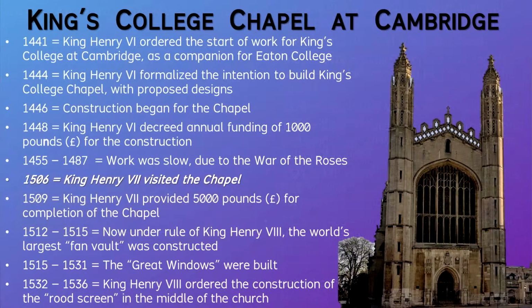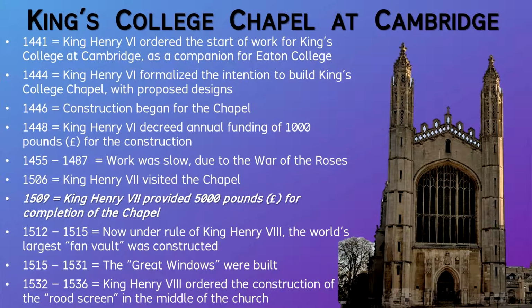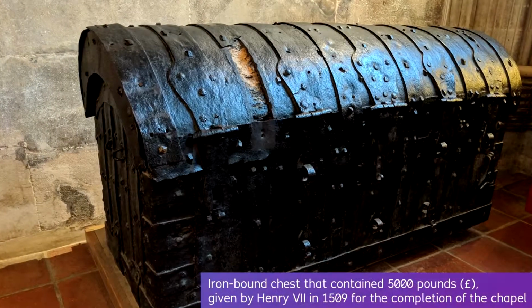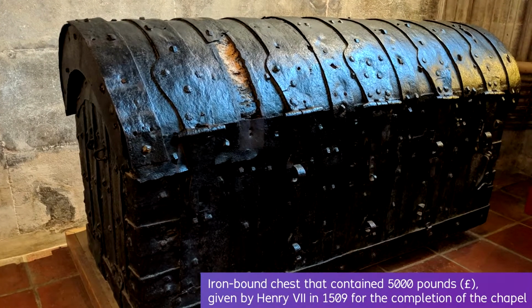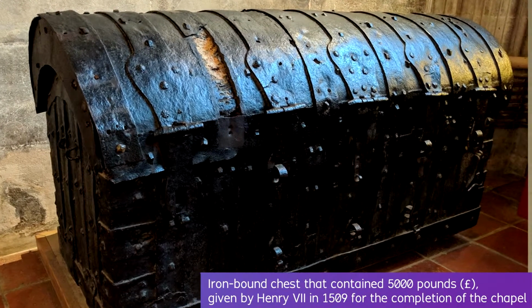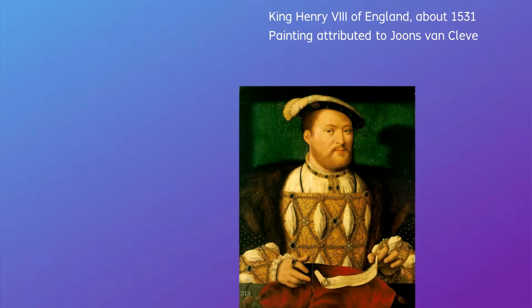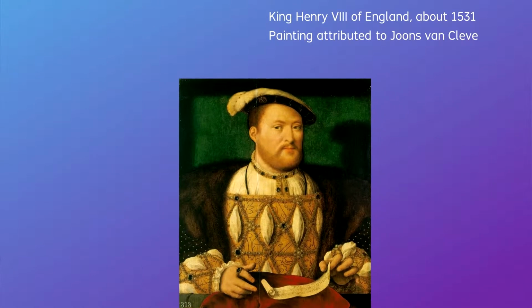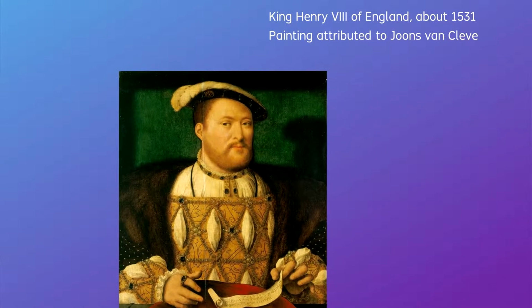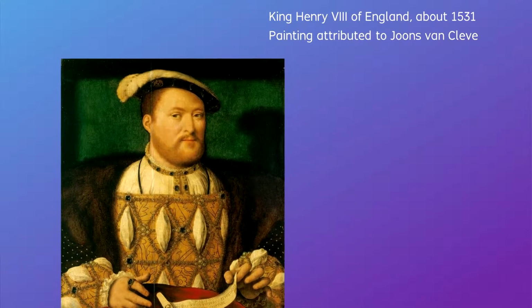In 1506, King Henry VII visited the chapel in person. A few years later, in 1509, he provided £5,000 for the continued construction. An iron-bound chest reportedly held the £5,000 from King Henry VII. Later, in 1509, King Henry VIII assumed the throne, and the next decades would cement his position as one of the most infamous kings in history.